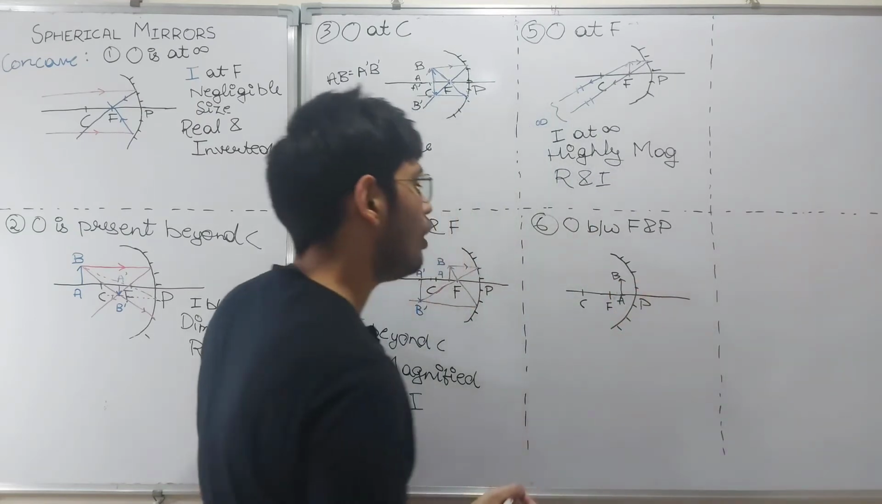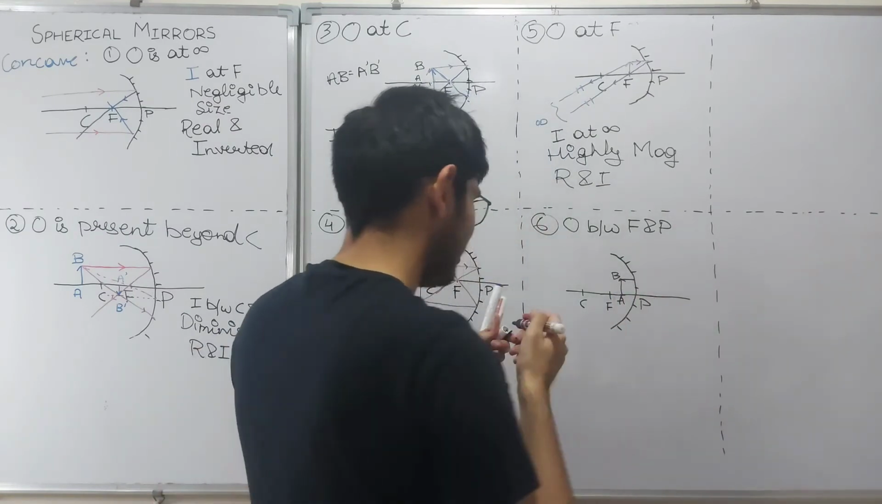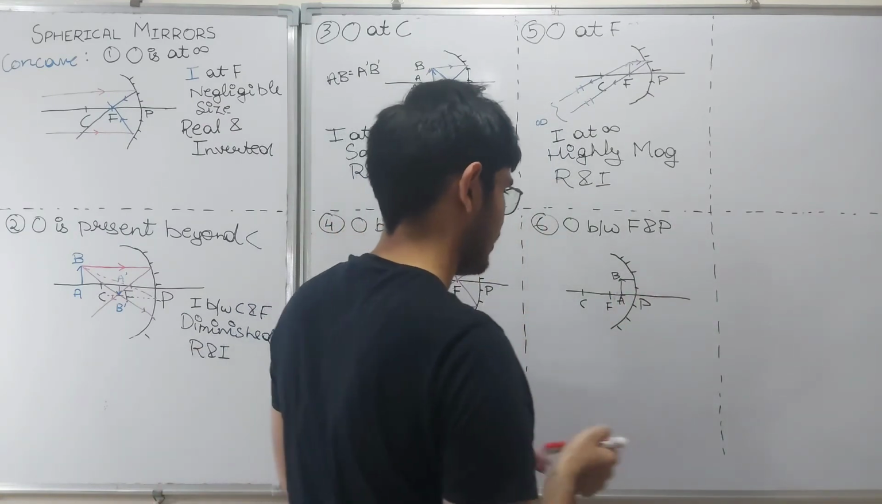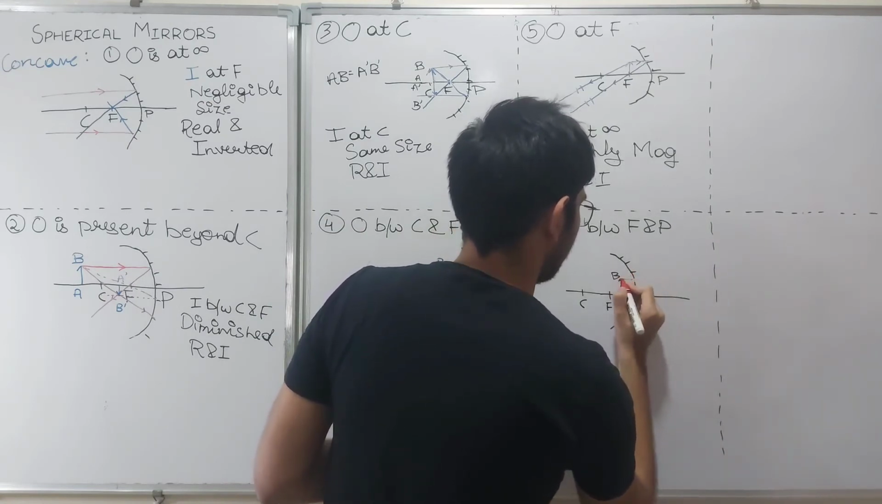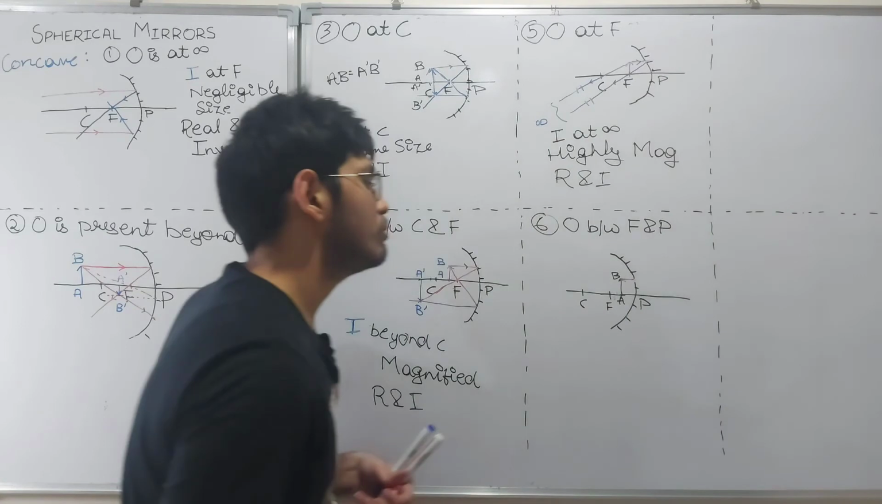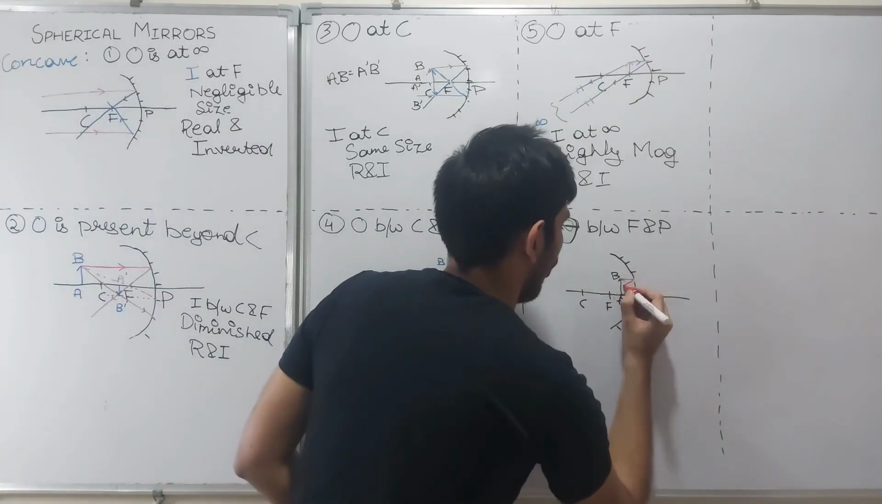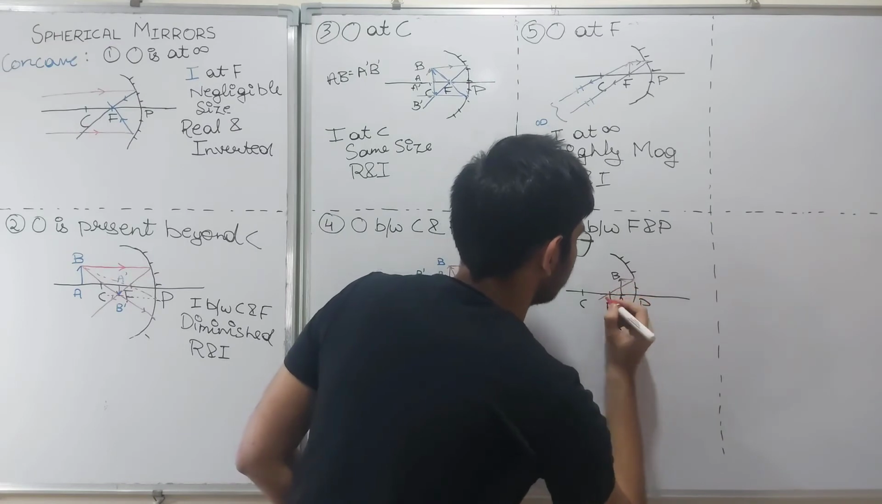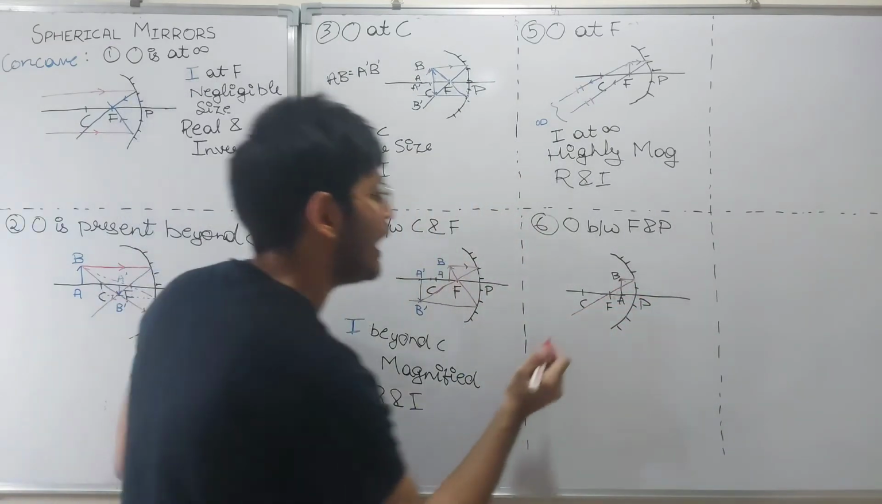What will happen now? The ray of light will pass parallel to the principal axis. Let me just draw it with a red pen. The ray of light will pass parallel to the principal axis, and because it is passing parallel to the principal axis, it will always pass through the focus. This is the first ray of light that we are going to get.